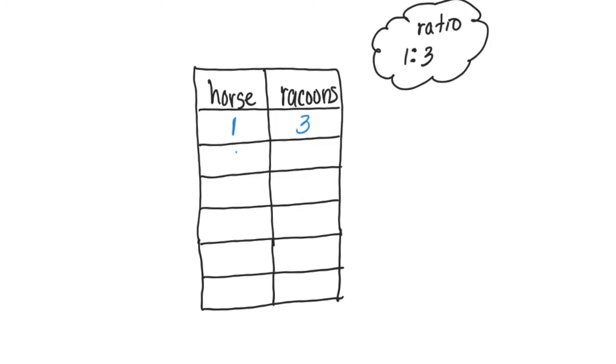What if I added 2 horses? Then how many raccoons would there be? That would be 6, right? Now keep in mind, we want to get to 18 raccoons. That is the goal, and the goal is to find out how many horses there are. So we can continue going to see the pattern. And once you see the pattern, you might be able to say, oh, I can see the pattern.